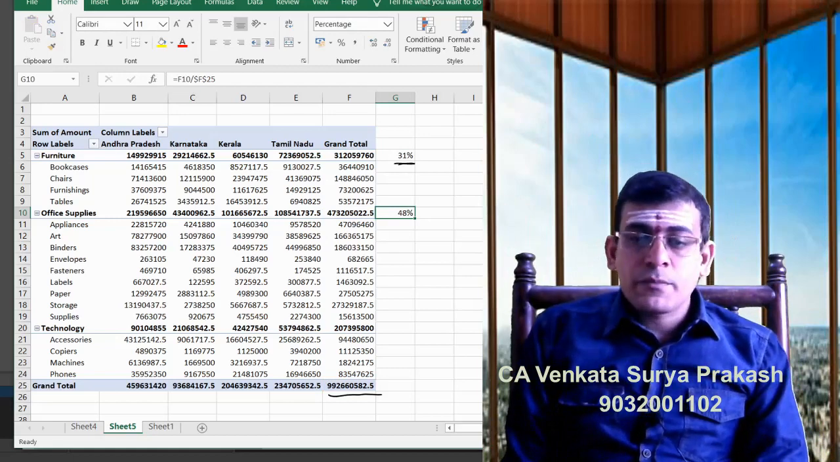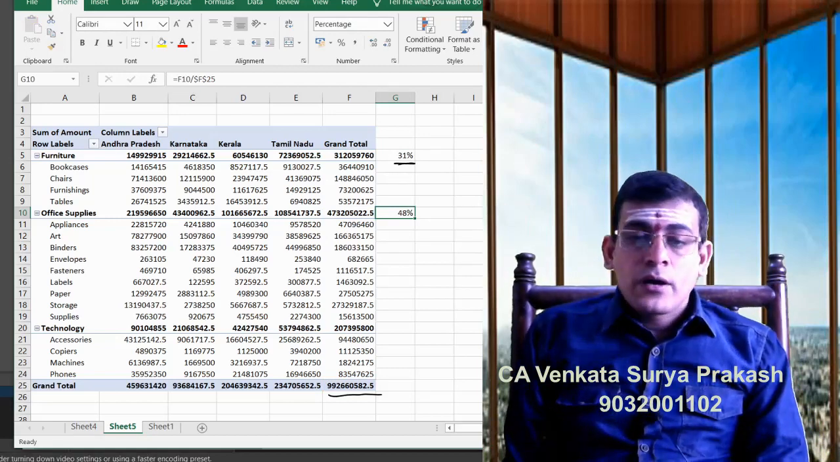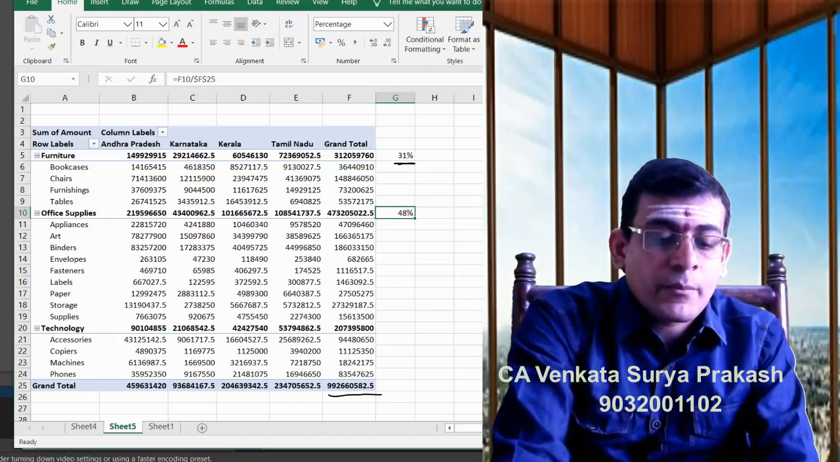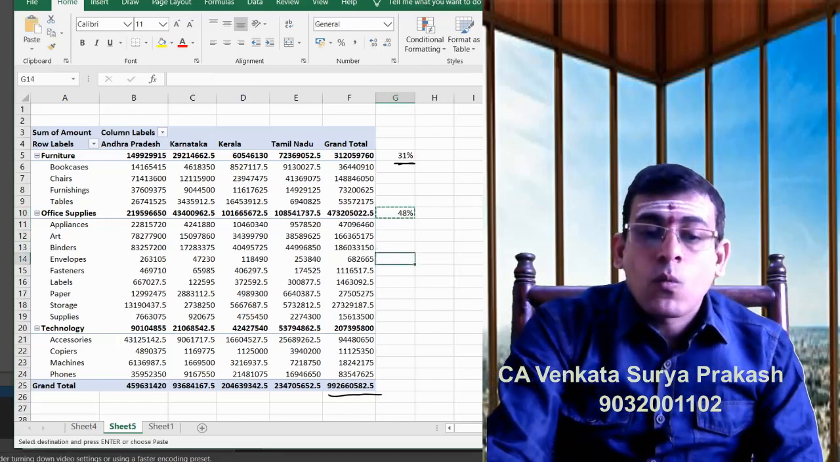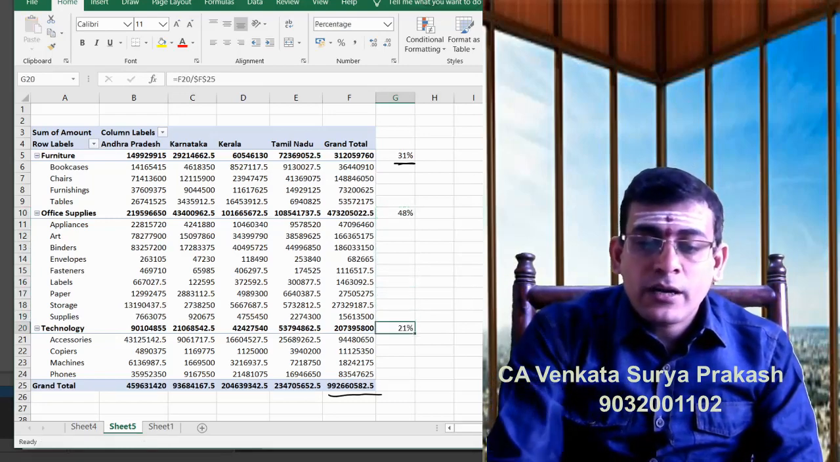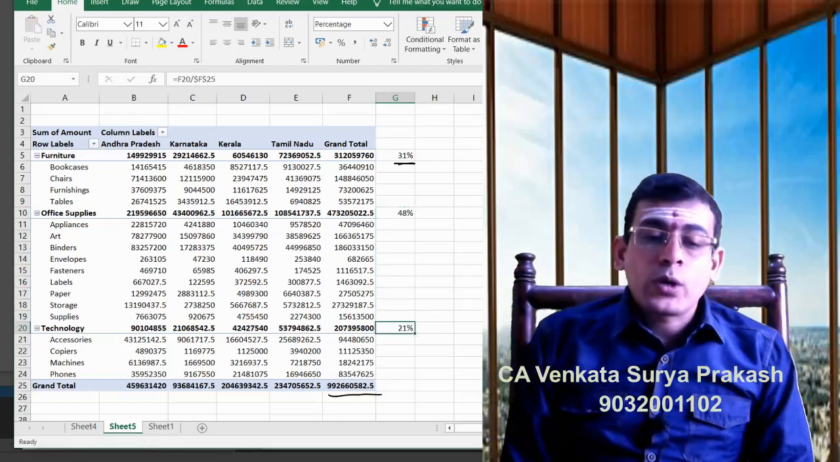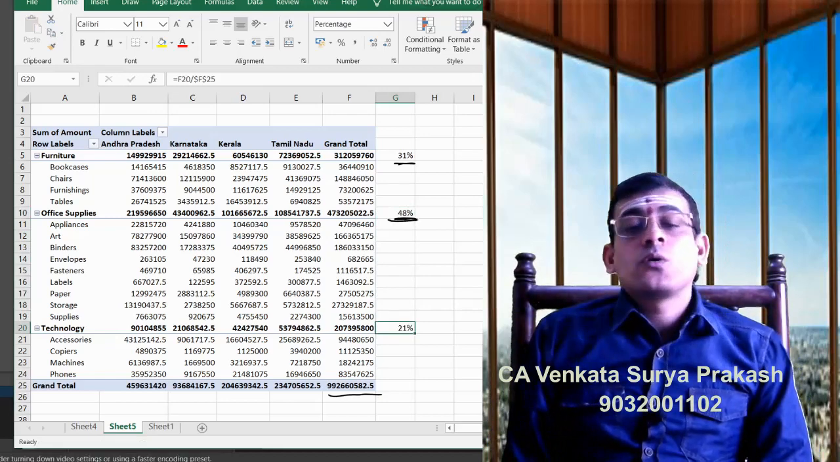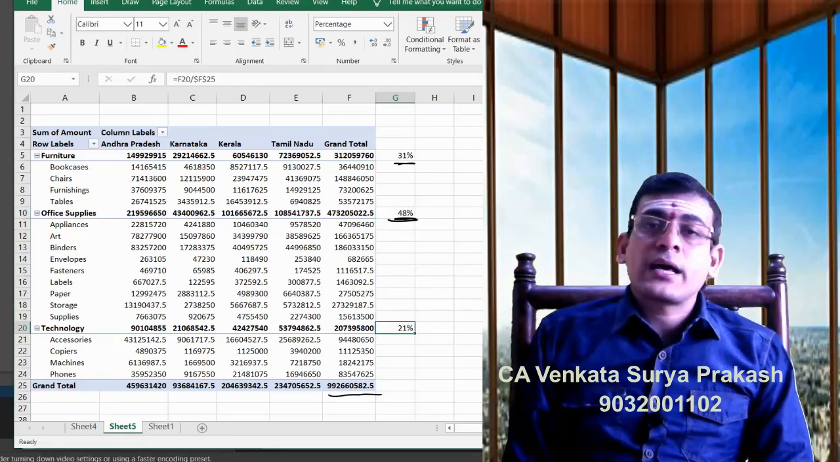So furniture business is giving only 31. Then what about your technology? Your technology is giving you 21% only. So the maximum share you are getting is from office supplies.